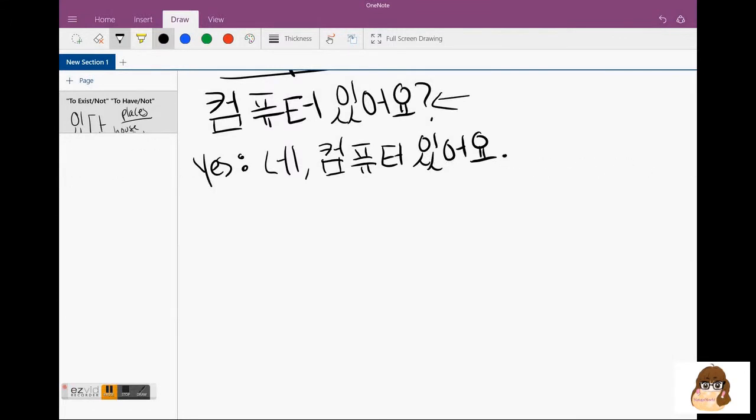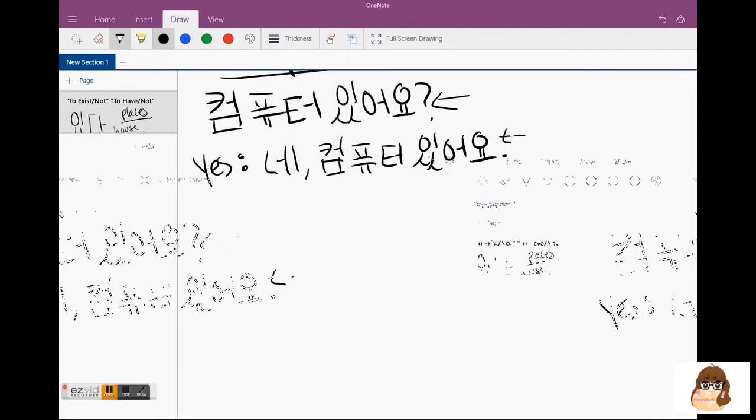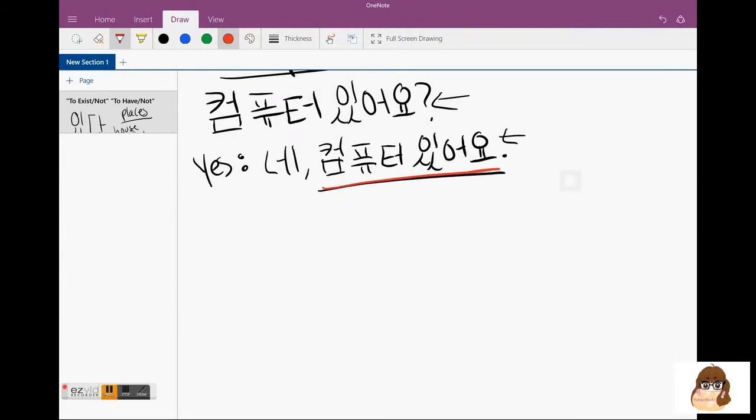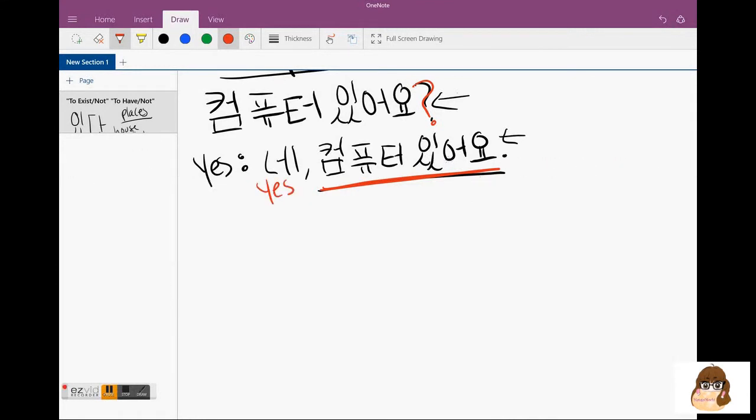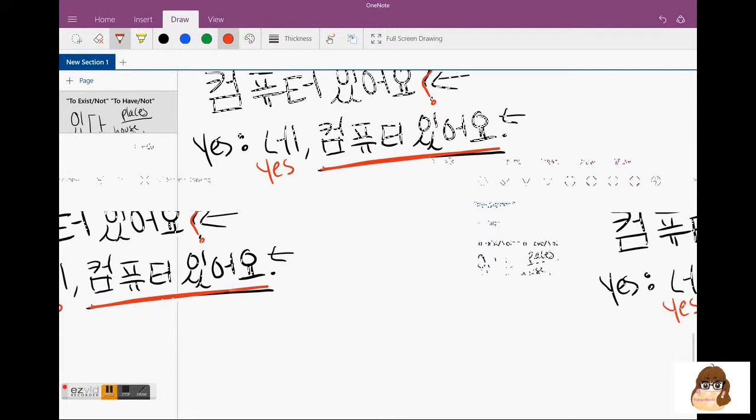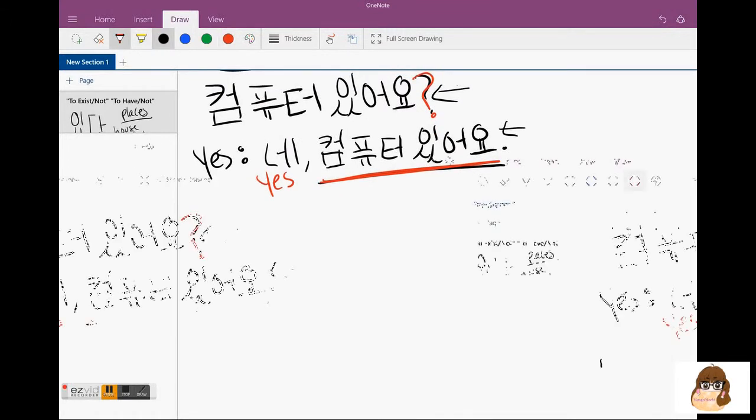So this is the same thing as this underlying part here, but you just make it sound more like a question. So here you say yes, I have a computer. But let's say the answer is no.